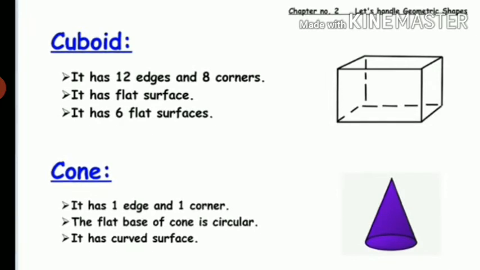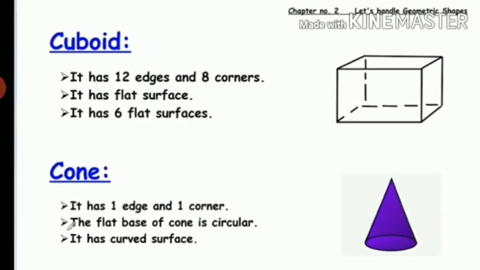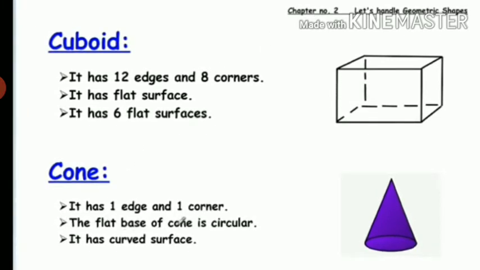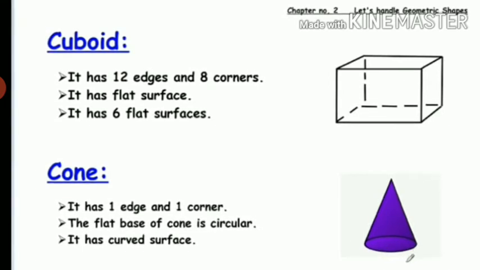Now let's see about the cone. It has one edge and one corner. So a cone has one edge and one corner. It is the edge and it is the corner.